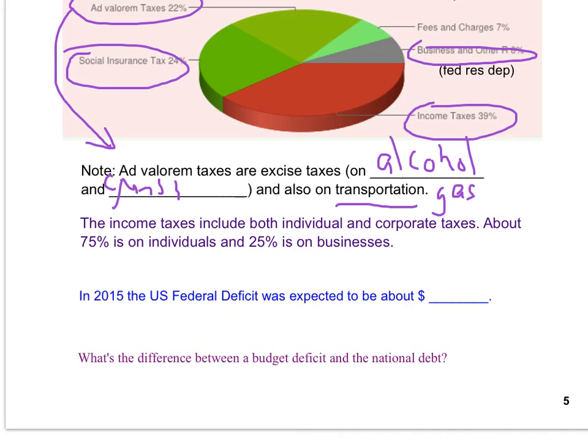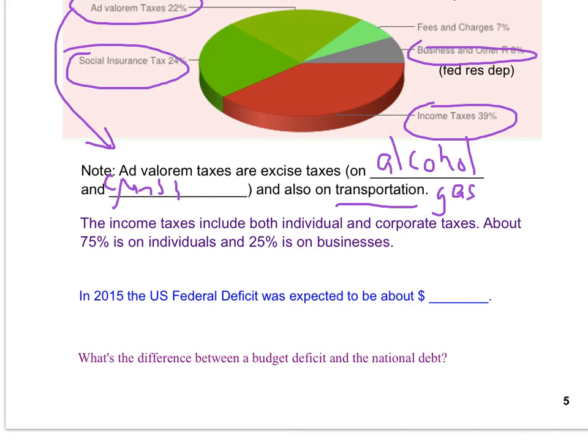You can look at these percents. The income taxes are both the individual and corporate taxes, and of that amount that we see, about 40% of the budget, about 3/4 of that is from individuals, and 25% is on businesses.